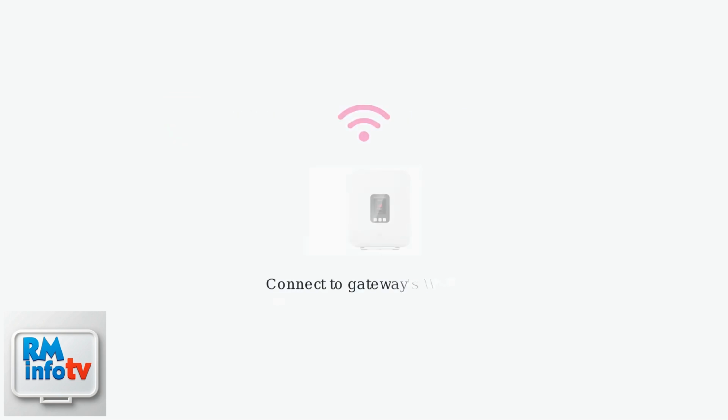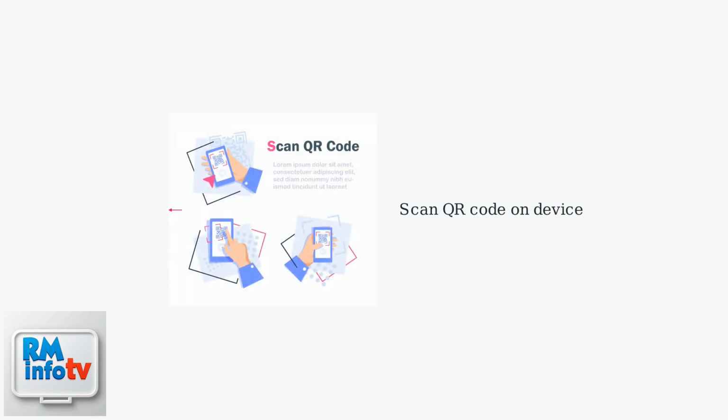After inserting the SIM, download the T-Mobile Internet app on your smartphone. Connect to the gateway's Wi-Fi, where the network name starts with T-Mobile. Scan the QR code on the device using your smartphone.